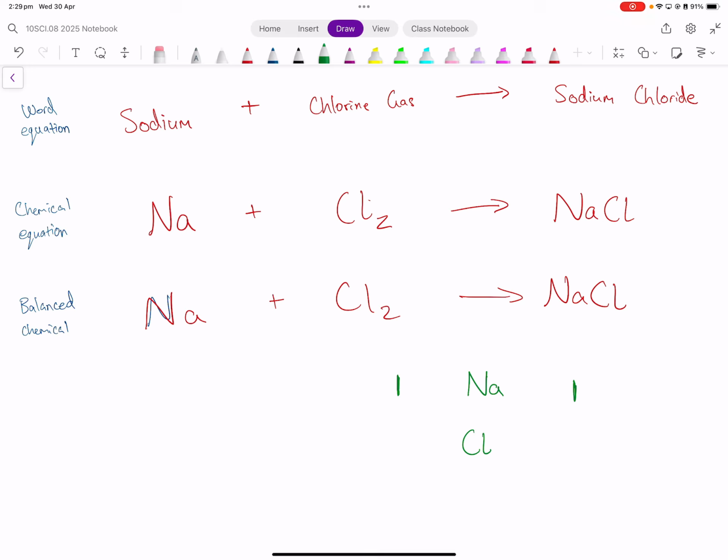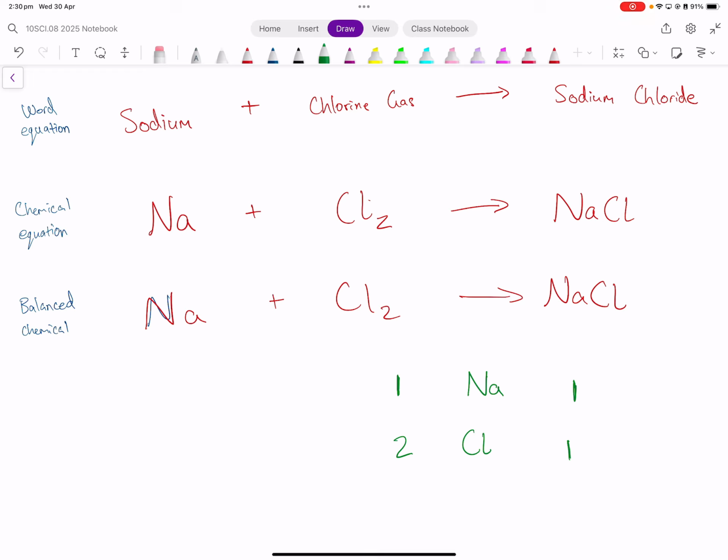Great. What about chlorine? I start on the left. How many chlorines do I have? 2. How many chlorines do I have on the right? 1. So we only have 1 chlorine in NaCl. Only 1.